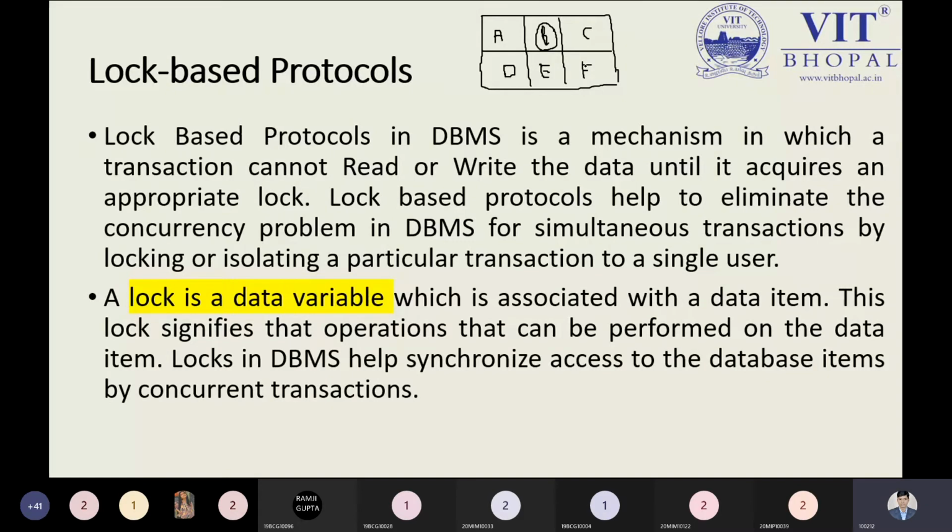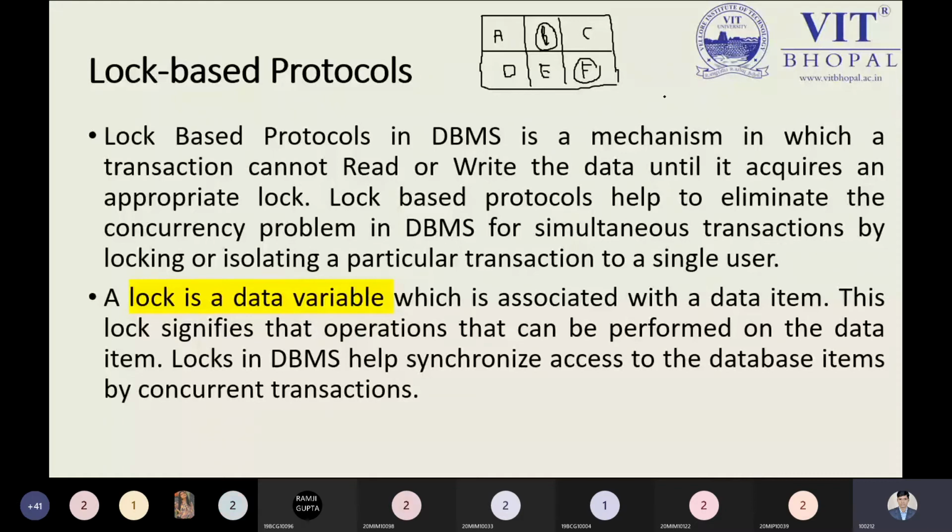Lock-based protocol helps to eliminate the concurrency problem in a database management system for simultaneous transactions. If I'm releasing F also, I'm just unlocking F. So now F and B are the two unlocked, and I can perform any kind of operation on these two data items. Okay, so what is a lock actually? Lock is a data variable which is used by the data items to manipulate the information as desired. Step by step we will see.